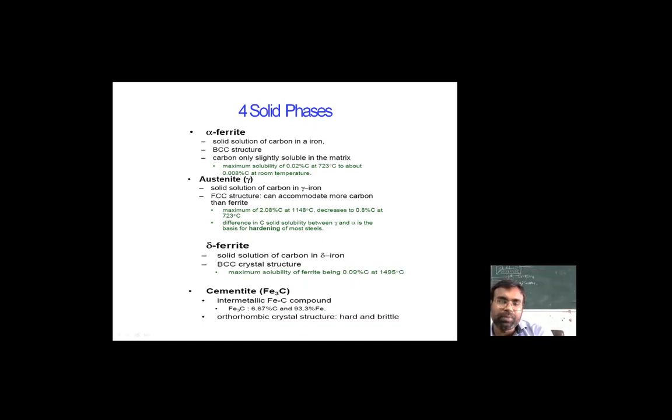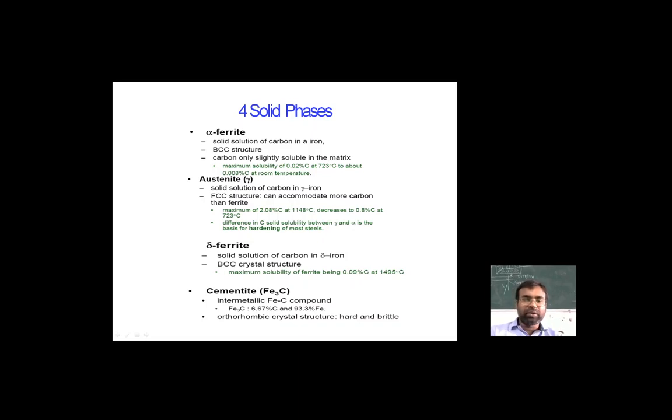The next one is the delta ferrite, which is most of the time not considered in this iron carbon diagram, because it happens at a very high temperature with a very low carbon percentage. That is the delta iron as well, and it contains 0.09 weight percentage of carbon at a very high temperature, approximately 1495 degrees, which is the maximum solubility, and it again converts into the BCC structure.